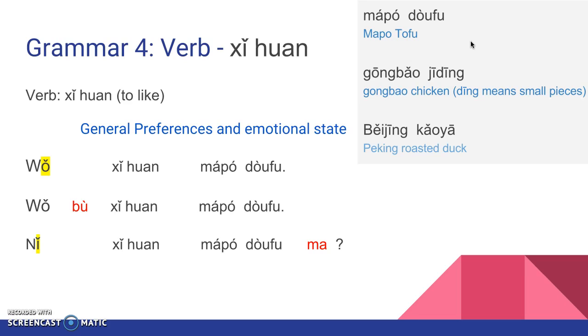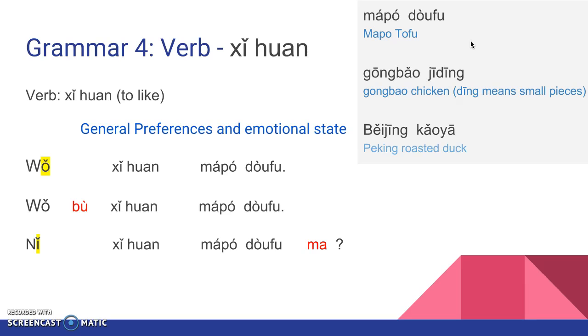And next grammar, 喜欢. 喜欢 is expressing general preferences and emotional state. So positive sentence, 我喜欢麻婆豆腐. A negative sentence, 我不喜欢麻婆豆腐. As a question, 你喜欢麻婆豆腐吗? Now practice on your own, replacing the noun 麻婆豆腐.